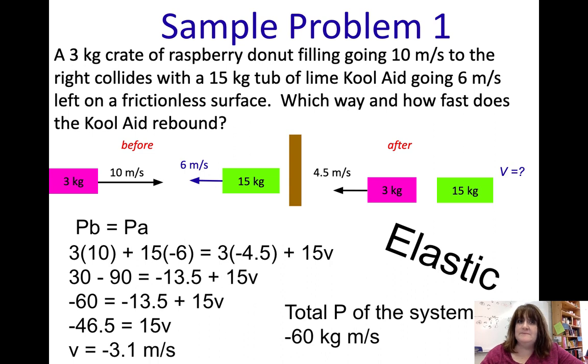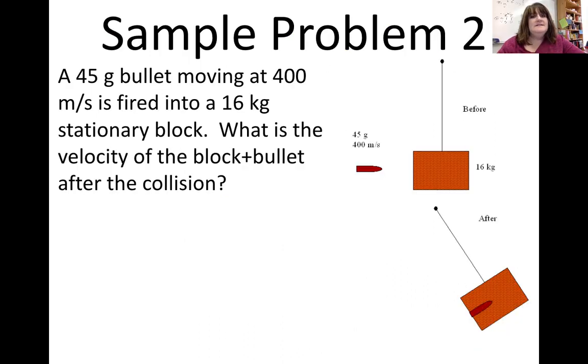Let's do another one. Sample problem 2. A 45-gram bullet moving at 400 meters per second is fired into a 16-kilogram stationary block. What is the velocity of the block and the bullet after the collision? Well, if the bullet gets stuck inside the block, what kind of collision is this? That's right, it's an inelastic collision.